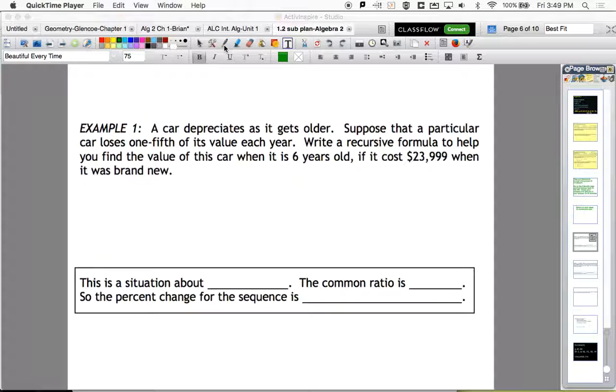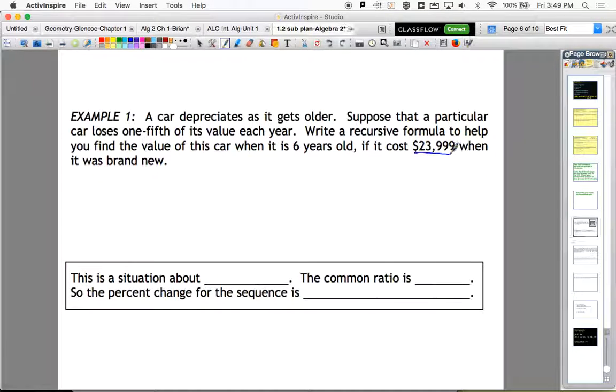All right, so remember our recursive formula, the first thing that we need is a starting value. So the first value here is $23,999. Remember, it doesn't really matter whether you use u sub 0 or u sub 1 for your recursive formula. You still have to keep track of what year you're on. Let's just use u sub 0 as our starting value, and I think that'll actually be easier in this problem. So 23,999 will be our 0th year, but our first value of the sequence.